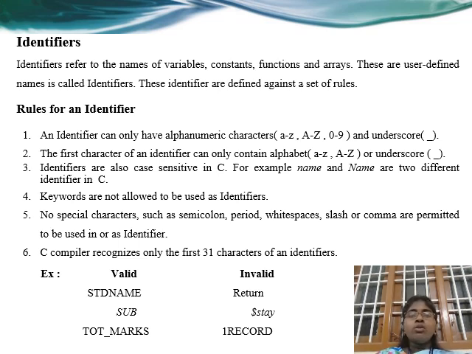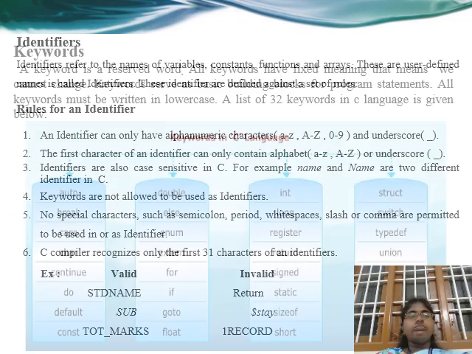And no special characters such as semicolon, white space, slash, or comma are permitted in an identifier. The C compiler recognizes only the first 31 characters of an identifier. Next, this is an example of valid and invalid identifiers in the C program. If you write total mark, it is valid, and then 1 record is invalid for identifiers.